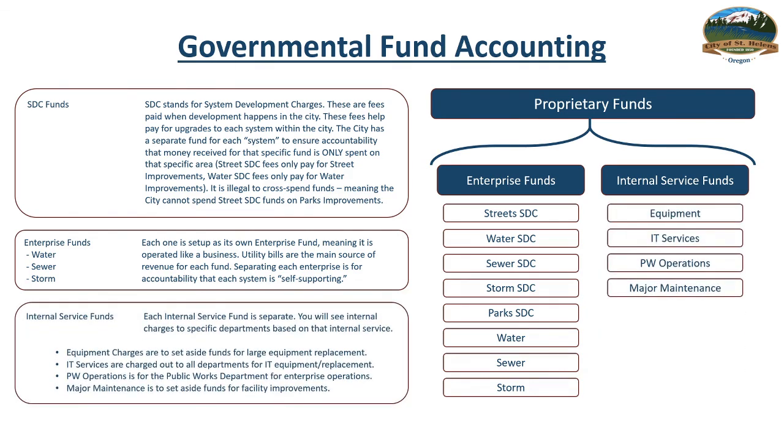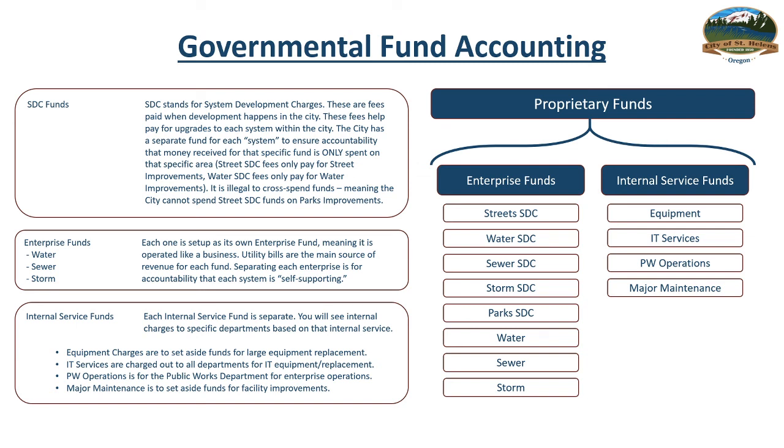The final set of funds within the City of St. Helens is the Internal Service Funds. Each is set up as an individual fund to ensure accountability and tracking for each revenue and expense. The Equipment Fund is used mainly by Public Works to help set aside funds each year for major equipment replacement. IT services are charged to each department in the city to cover the cost of IT staff, as well as ongoing maintenance and replacement of IT equipment throughout the city.